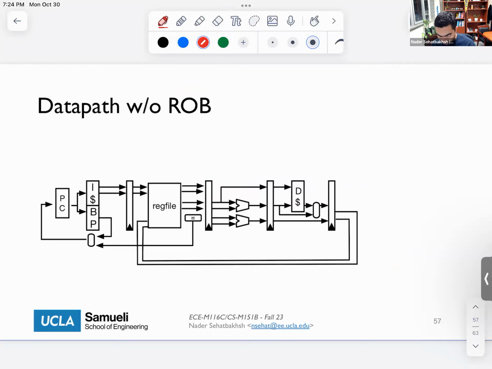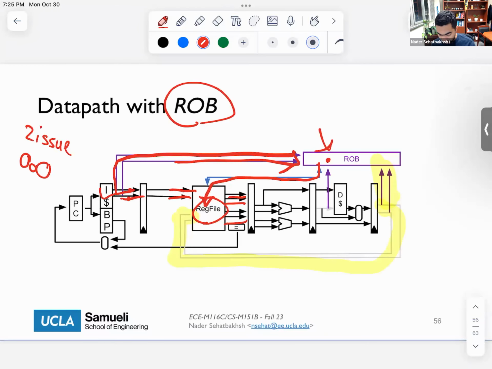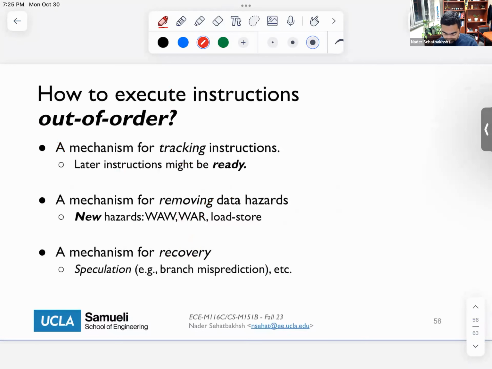All right, so this was the design without the ROB. We had all these things going here, and then we had the data path here, but this is an in-order processor. With the ROB, we can now have out-of-order processing, because now we can get rid of this. We put things into this ROB, and then this ROB is the one that updates the register file. Hopefully this is clear enough for you, but feel free to watch this and ask questions.